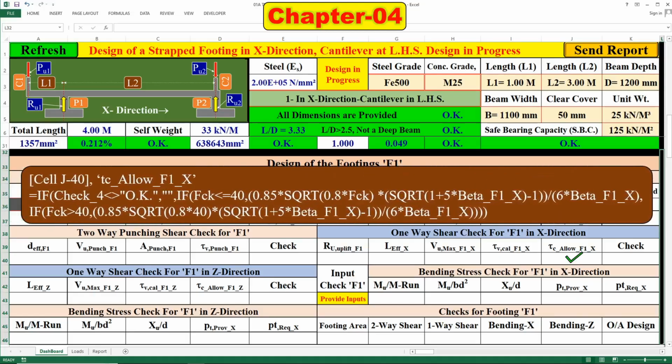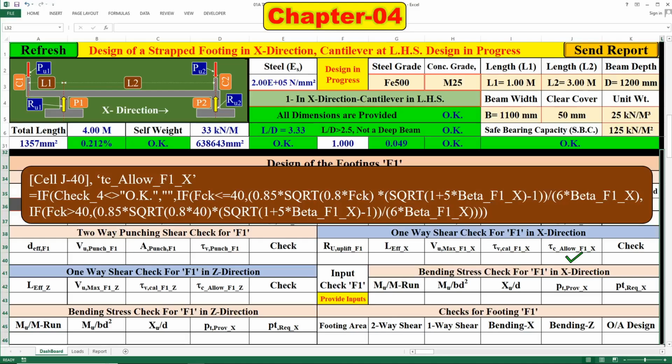Next, we have the Excel formula for cell J40. The defined name of the cell is TC_allow_F1_x. It represents the allowable shear stress of footing F1 in the x direction. In this formula, Excel will first check _4. If it finds _4 as a blank cell, this cell will remain blank.